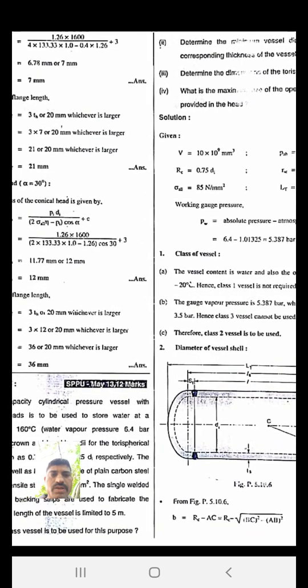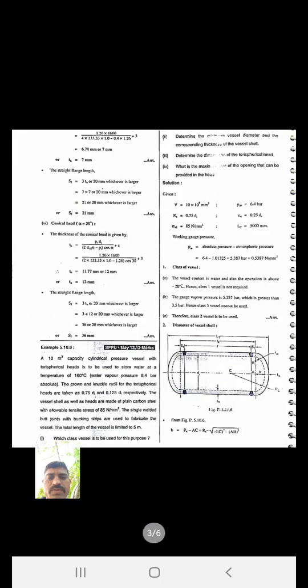Then which value is given? Absolute pressure is given, 6.4 bar, keep it as it is. With the help of that absolute pressure, can you calculate the working gauge pressure? Working pressure Pw is equal to absolute pressure minus atmospheric pressure. The atmospheric pressure is 1.01325, so 6.4 bar minus 1.01325 is equal to 5.387 bar.